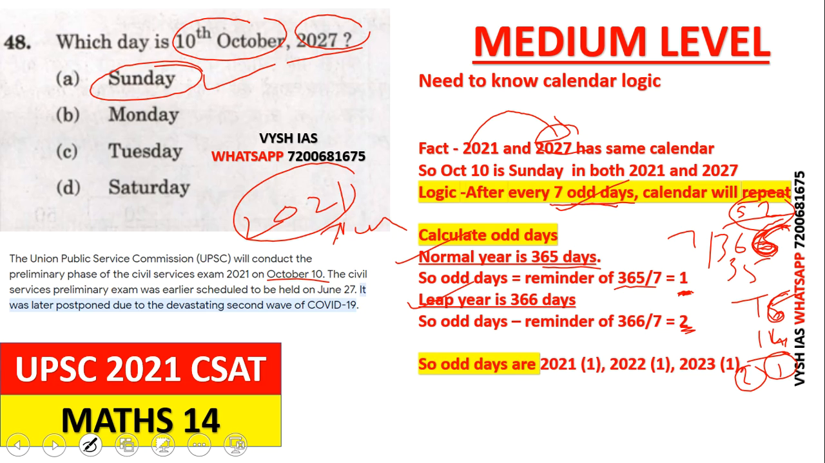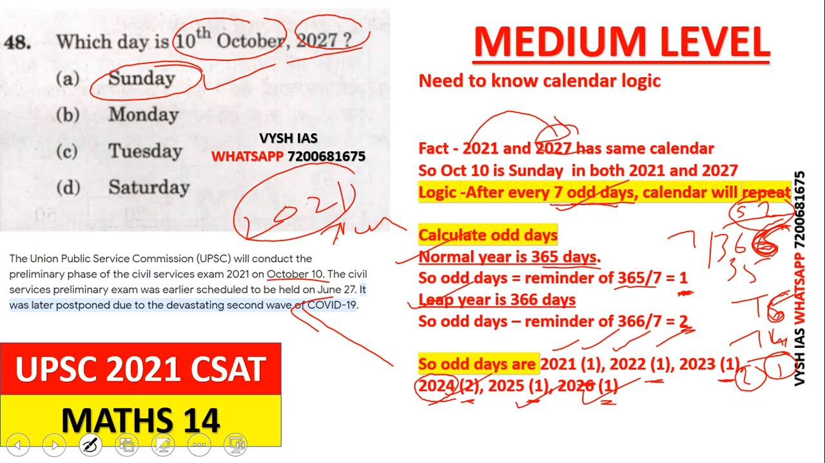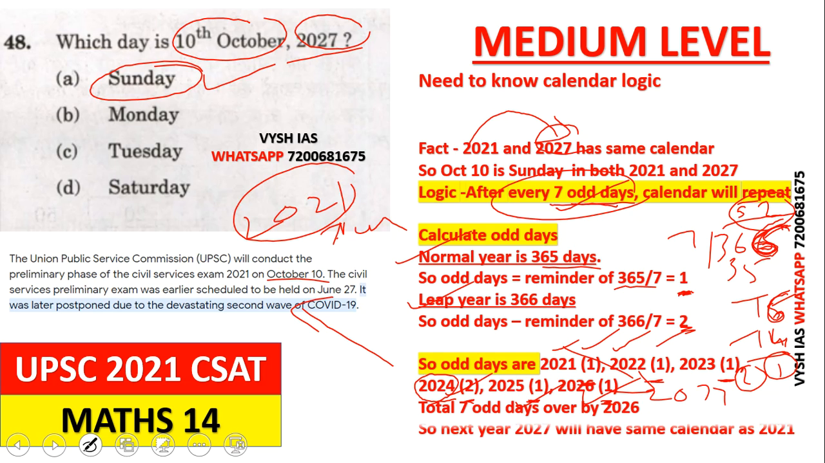Now, 2021 is the question, right? You are sitting in the exam hall in 2021. So 2021 has 1 odd day. 2022 also has 1 odd day because these are all normal years. 2023 also has 1 odd day. 2024, because it's a leap year, has 2 odd days. 2025, again 1 odd day. 2026, 1 odd day. So add 1 plus 1 is 2, plus 1 is 3, plus 2 is 5, plus 1 is 6, plus 1 is 7. By 2026, your 7 odd days are completed. That means the next year, 2027, the calendar will repeat. This is the calendar logic.